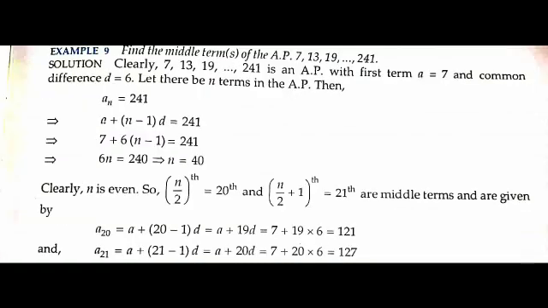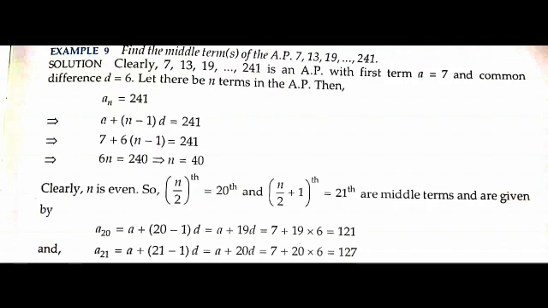Moving to the next question. Find the middle terms of the AP given by 7, 13, 19 and so on till 241. Again using the same concept, we can say that the given sequence is an AP with the first term a equal to 7 and the common difference d equal to 6. Now let there be n terms in the AP.